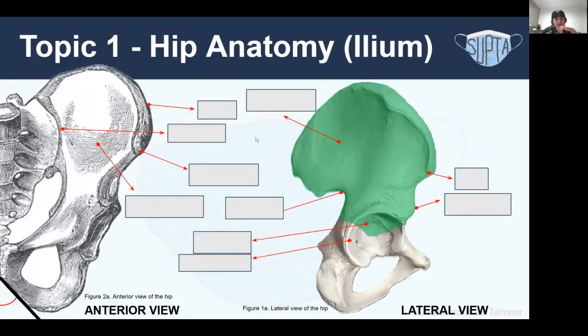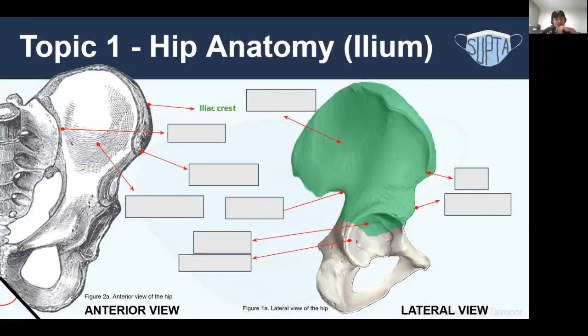I wanted to make this a bit more interactive as much as I can. We'll have some poll questions as well. But I want you to take a moment to guess what each arrow points to, just in your head. We'll go through it one by one. So to start off with, you have the iliac crest.